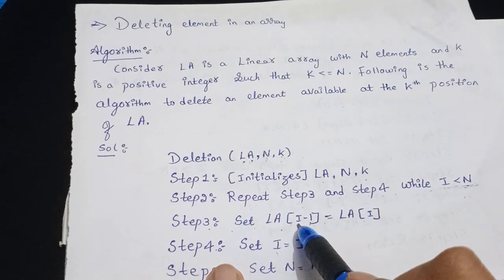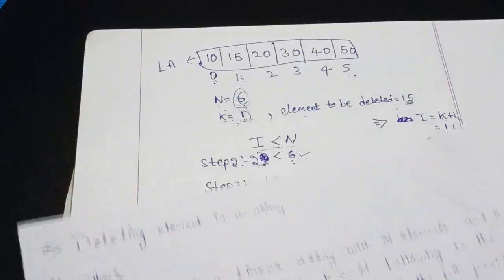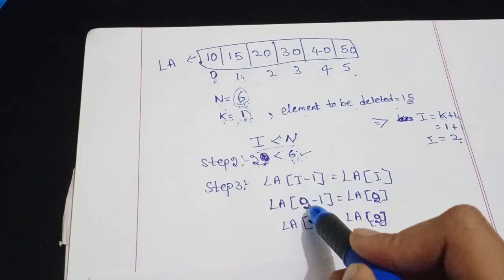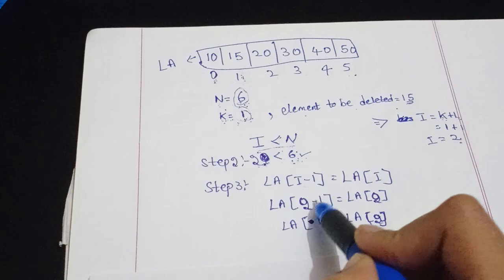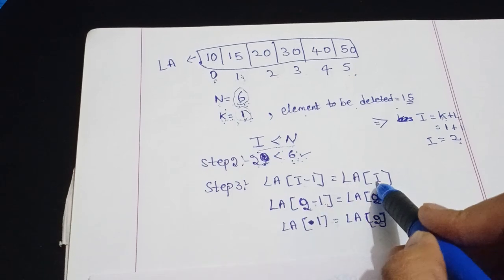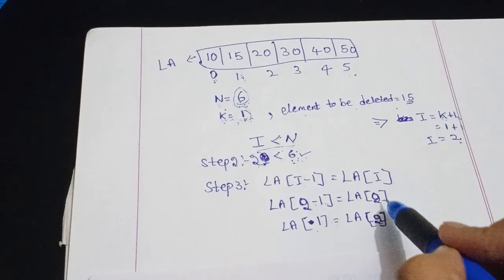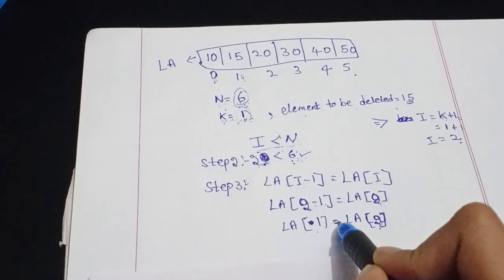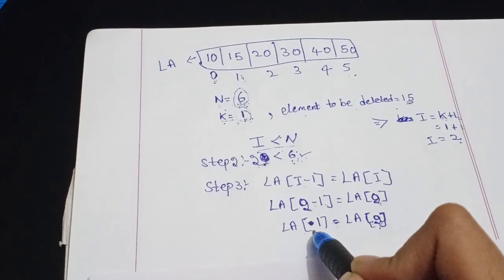This is LA[I minus 1] is equal to LA[I]. So we'll see what is the I value we got. I value is what, girls? We got 2. 2 minus 1. I is 2, so 2 minus 1 is how much? 1. And 2 we have given. So they are saying shift this LA[2] value to LA[1].